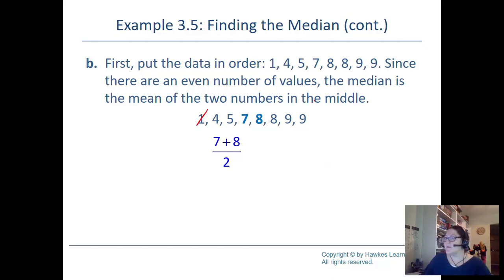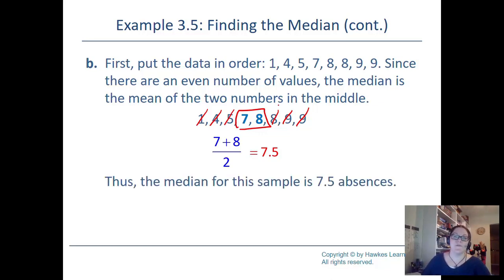So again, and notice I'm taking one in the front and one in the back as I do this. And as I do this here, I notice if I do this, I'm going to run out. So these 2 are in the middle, add them together, divide by 2. So the median for this sample is going to be 7.5.